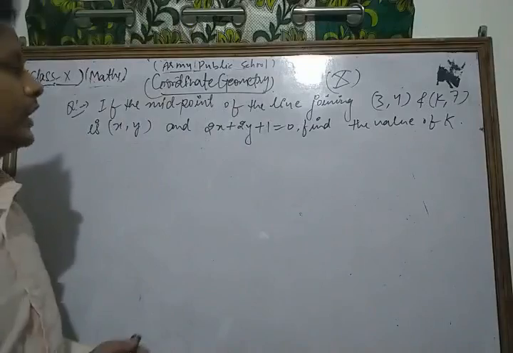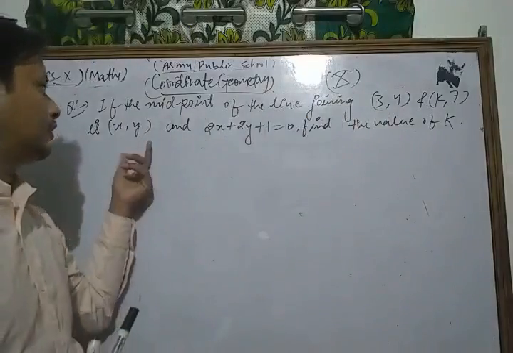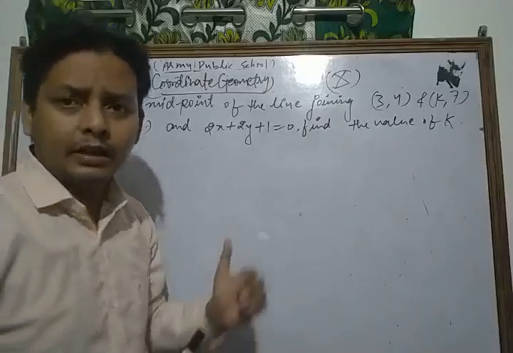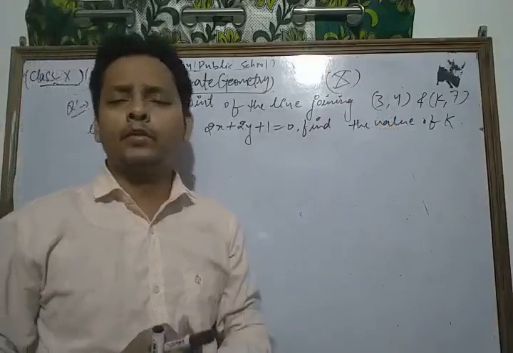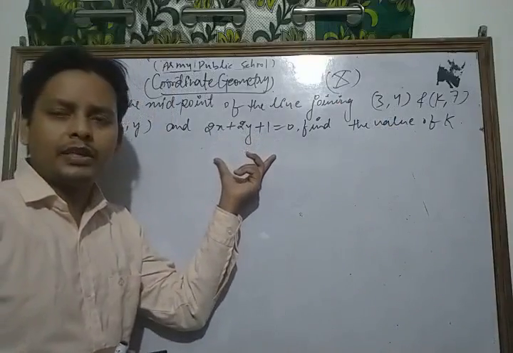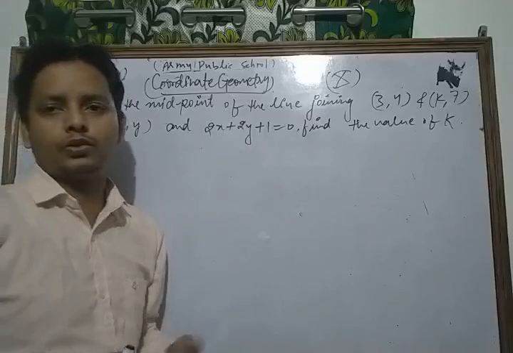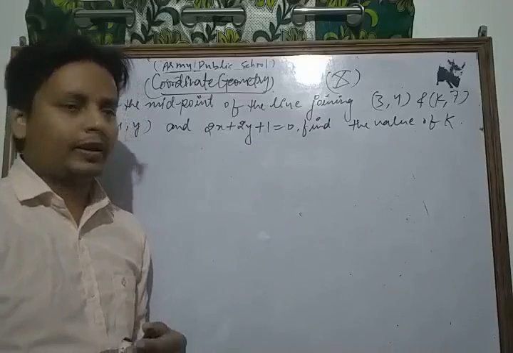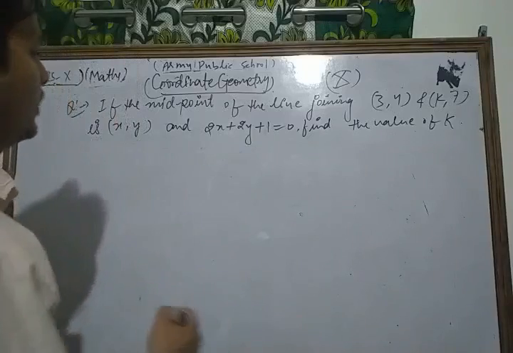Here the midpoint of the line joining these two points is (x, y), and the relation between x and y is also given, which means this is a question of a linear equation in two variables. We find the value of k. Now let's see its solution.